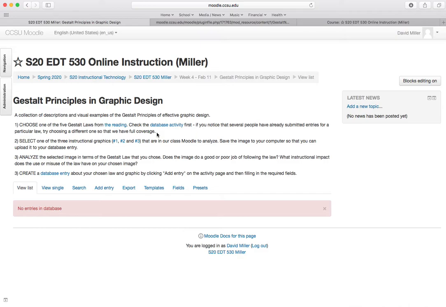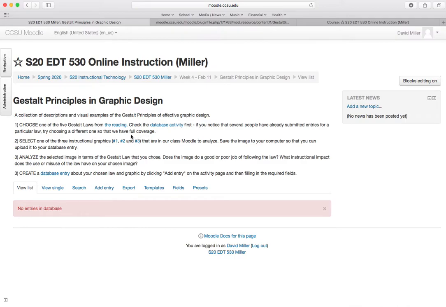You are going to pick one of those laws. All I would ask is maybe check the database activity first, and you may find that a lot of people have already done the similarity law. So if you see that a bunch of people have already done one and one of the other laws has not had any attention, maybe try to pick one of those other laws so that we can get a range of entries here.